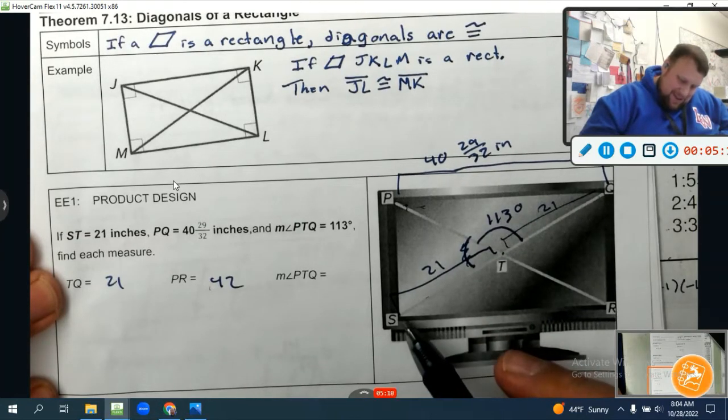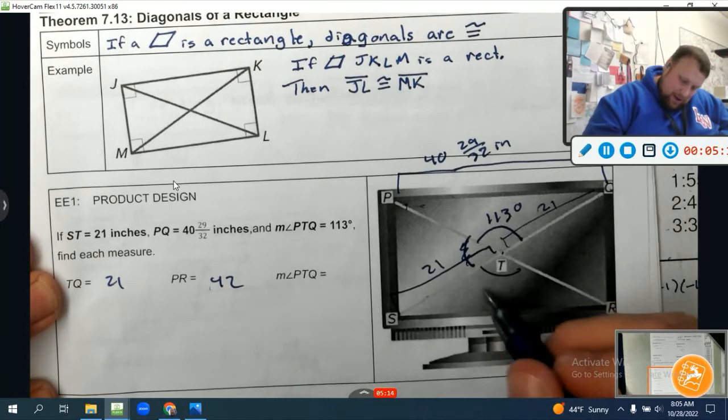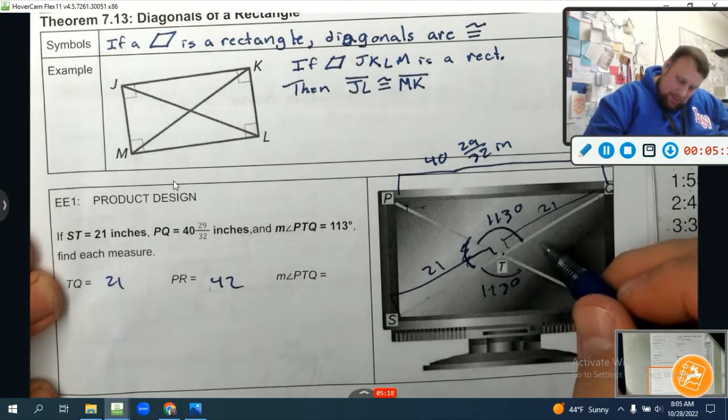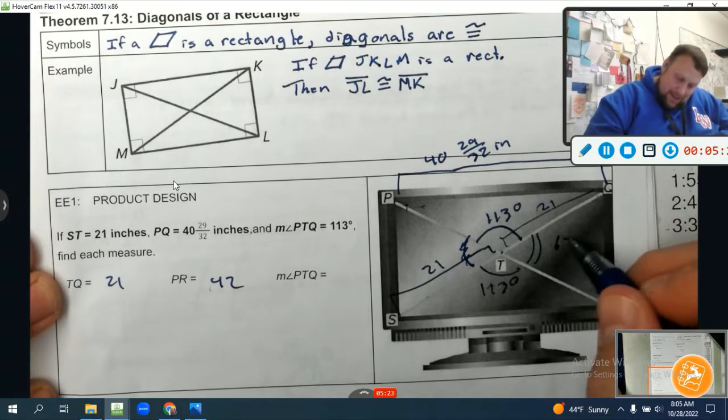PTQ. I think it meant to say STR. That's kind of funny. But either way, this would be 113 degrees, doesn't matter how you slice it. And these are supplementary because they're linear pairs, which would make these sides 67 degrees.